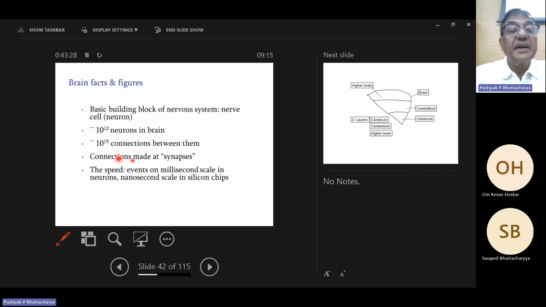So, the brain facts and figures. The basic building blocks of the nervous system are nerve cells. We'll go into nerve cells and their computational model very soon. 10 to the power 12 neurons in the brain and 10 to the power 15 connections between them. Connections are made at the synapse. The speed: events are on a millisecond scale in neurons, nanosecond scale in silicon chips. Okay, average computers. And see this slowness in the brain, millisecond scale. But we are extremely proficient and fast in recognizing patterns.